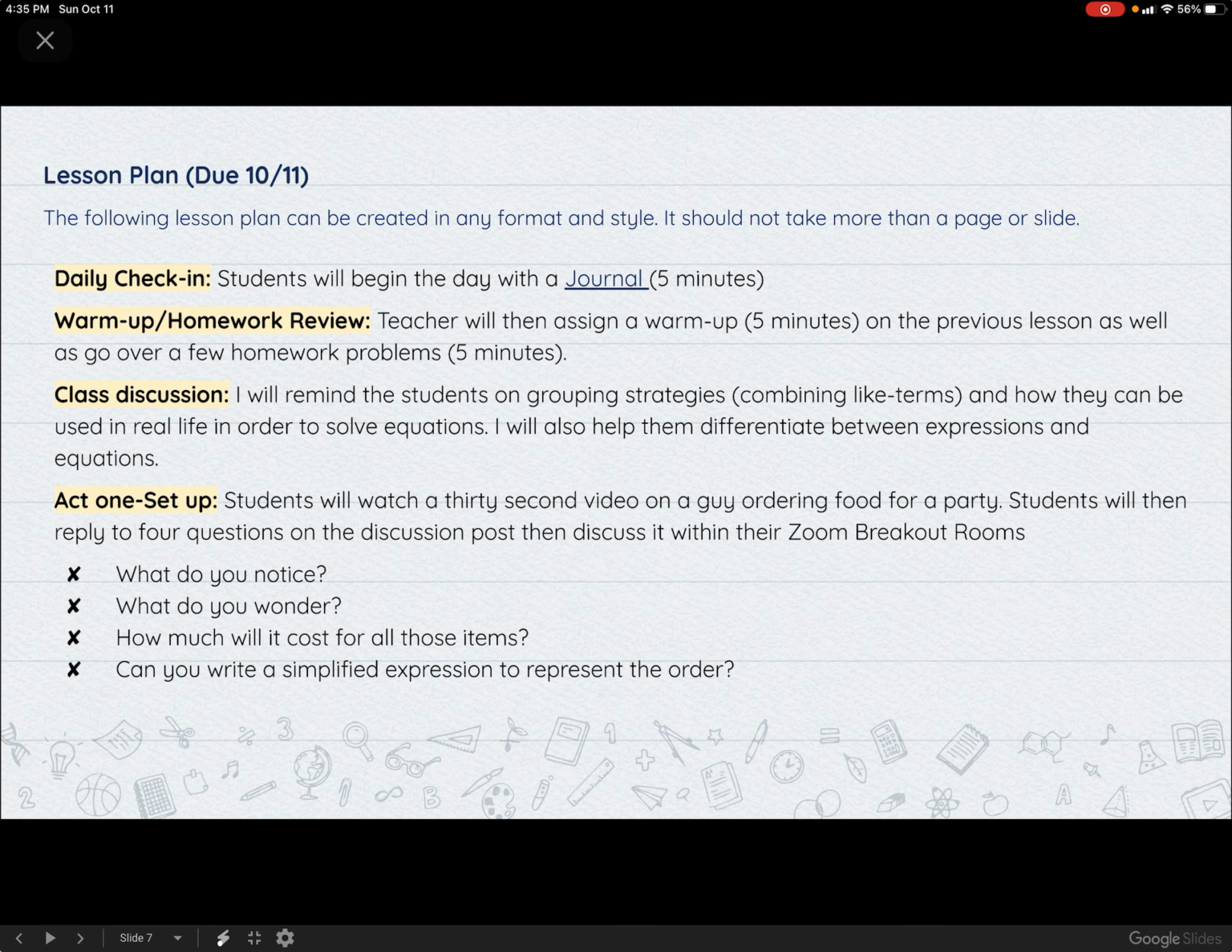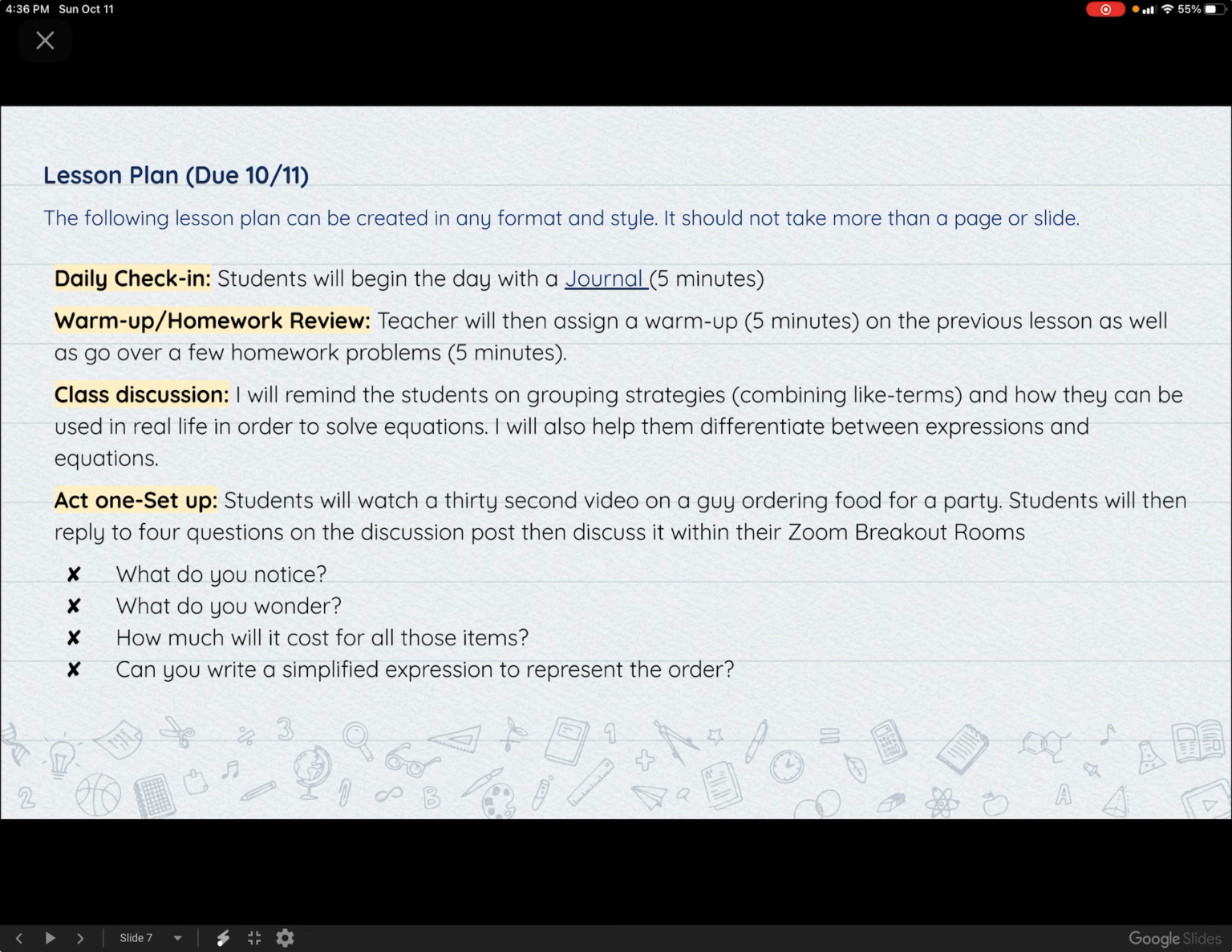So here I have my lesson plan. This is basically the lesson plan I have almost every day, which is a daily check-in. Students will begin the day with a journal. If you click on the journal, it'll take you to a Google form in which students answer a few questions. This is one thing I really love doing with students. Students really like doing it at the beginning.